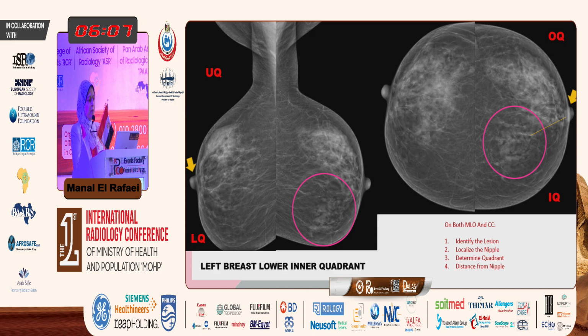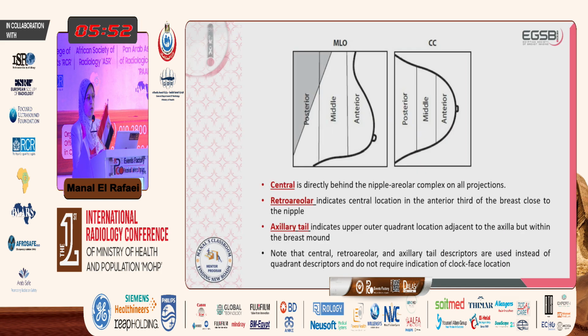When I localize the nipple, I can say if it is in the upper outer quadrant, lower inner quadrant, I can assess. On the MLO, it is upper and lower quadrants. In the CC view, it is outer and inner quadrants. Then I have to assess the depth of the lesion. So I have to say if it is anterior or middle or posterior parts of the breast. Central, retroareolar, and the axillary tail are separate categories that have to be mentioned.